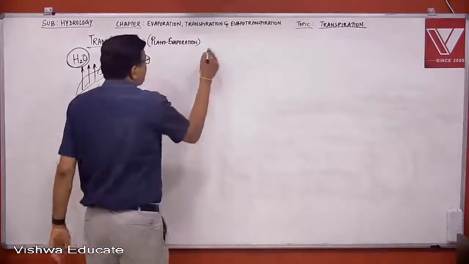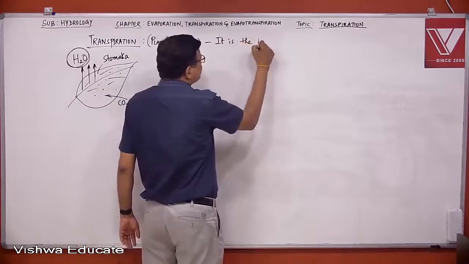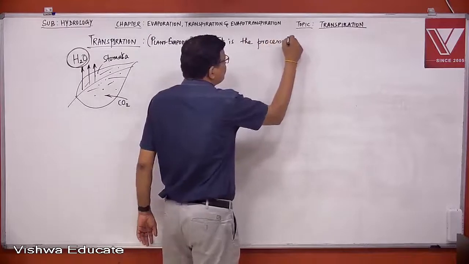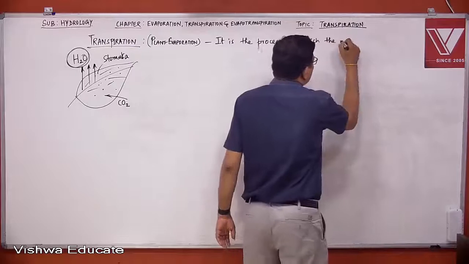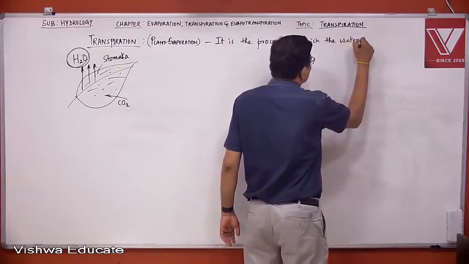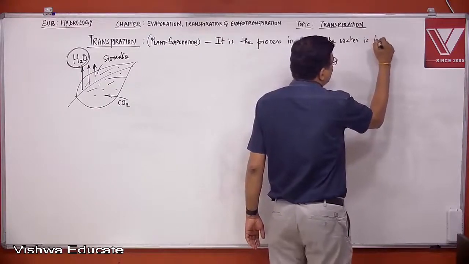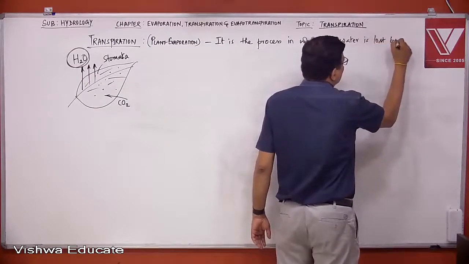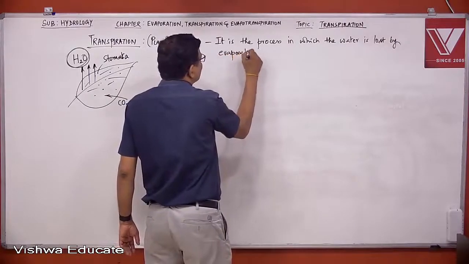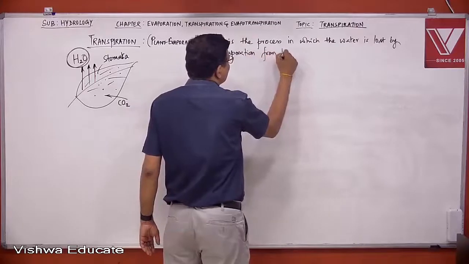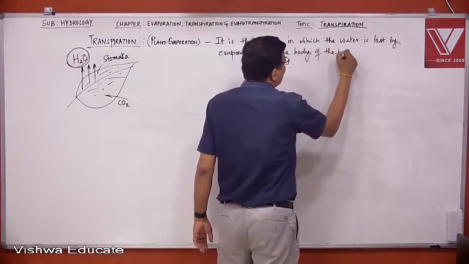So we can say transpiration is the process in which the water is lost by evaporation from the body of any plant.